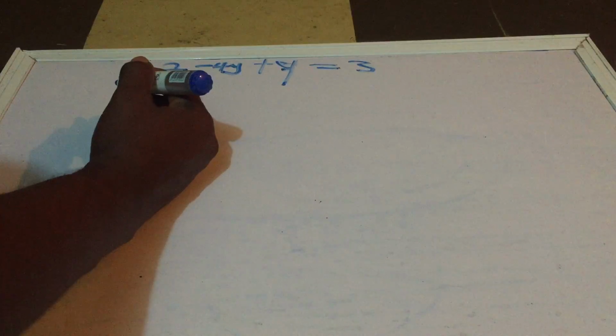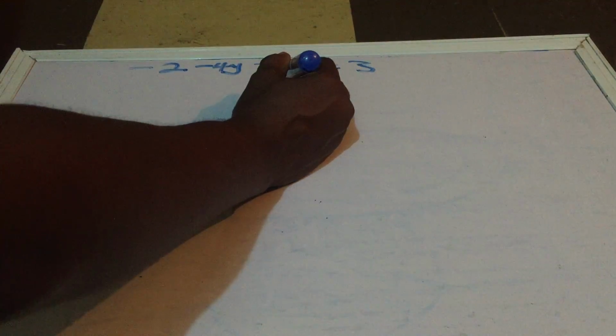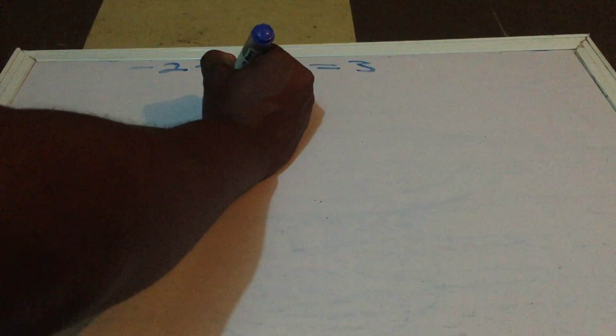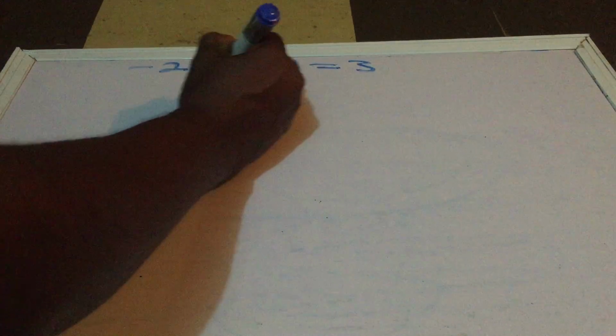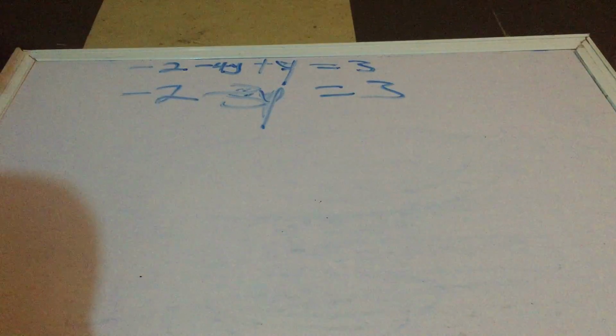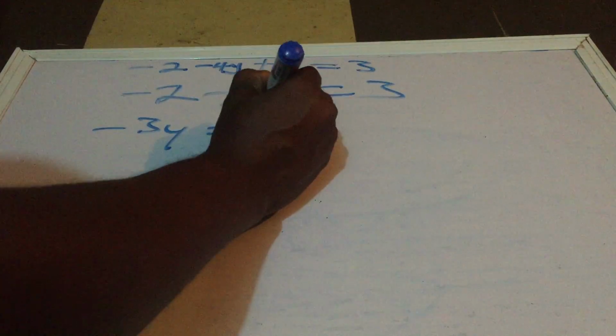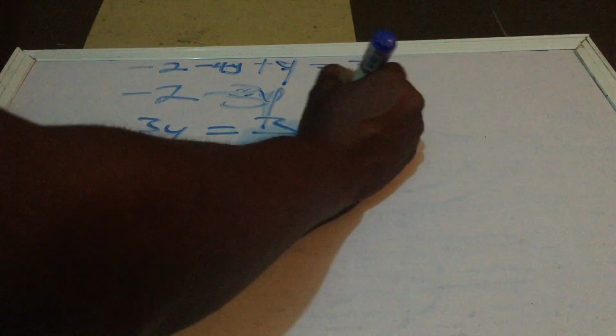Now, what are we going to do? See, the minus 4y and plus y are like terms. So let's find the solution. Minus 4y plus y, we get minus 3y. Minus 3y, and minus 2 is equal to 0. Now we are getting something. Then we make minus 3y the subject of the formula by saying it is equal to 0 plus 2.